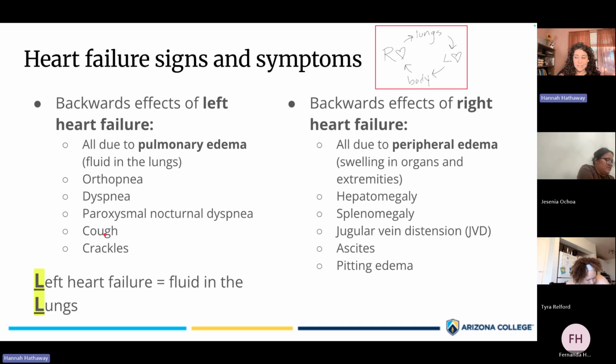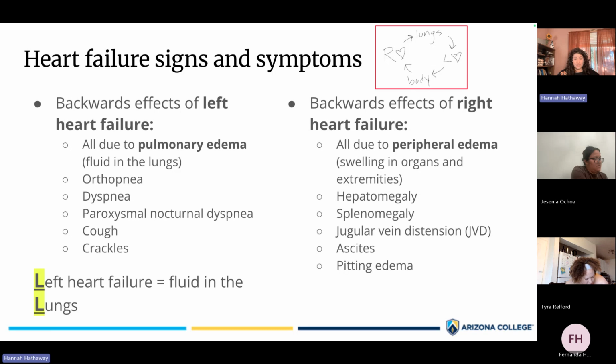Cough, obviously, that's your lungs. And then crackles, you do have to remember that we're listening to the sound and hearing fluid in the lungs. And then hepato means liver, spleno means spleen. The jugular vein is in your neck. And then ascites, I don't have a good trick for that one. You just have to remember that that is fluid in the abdomen. So it's not in the lungs, it's in the abdomen. It begins with an A, like abdomen, maybe that helps.